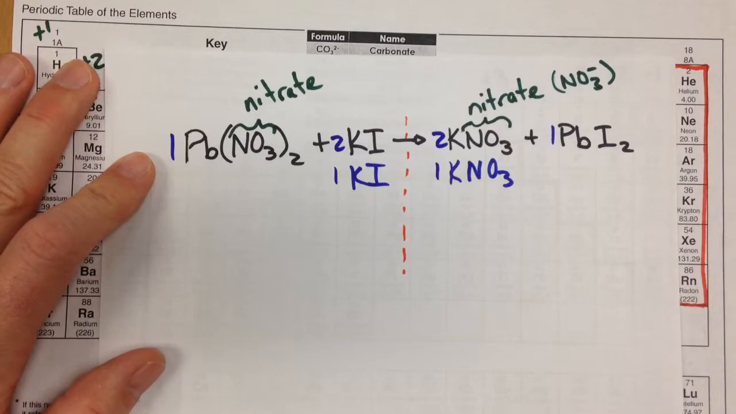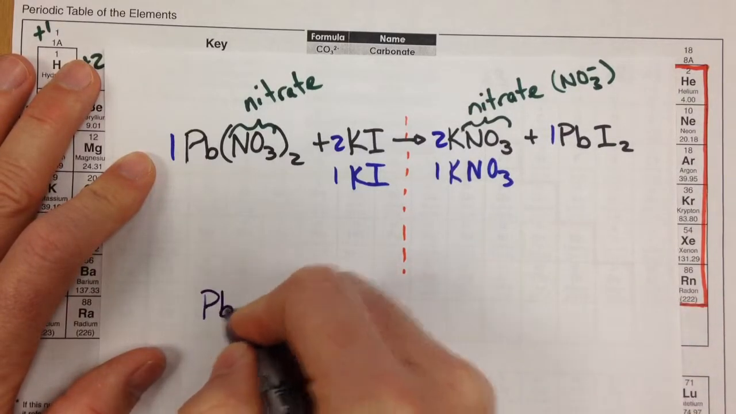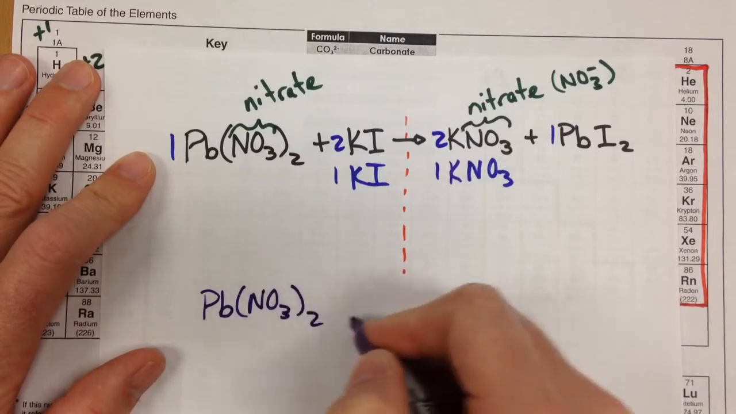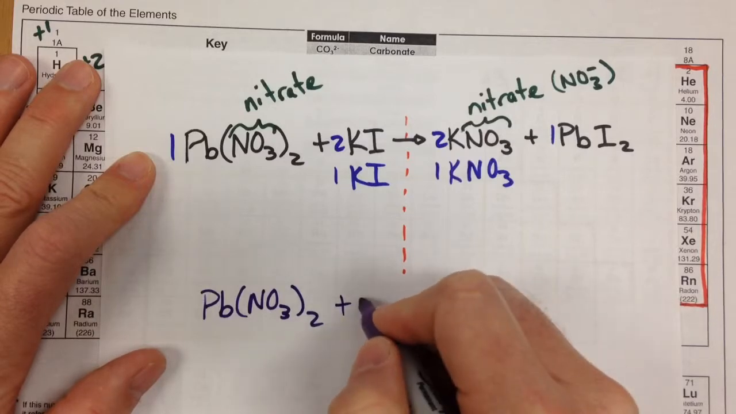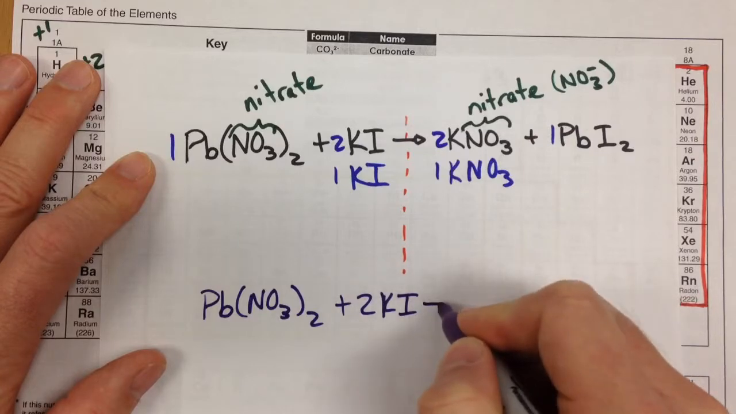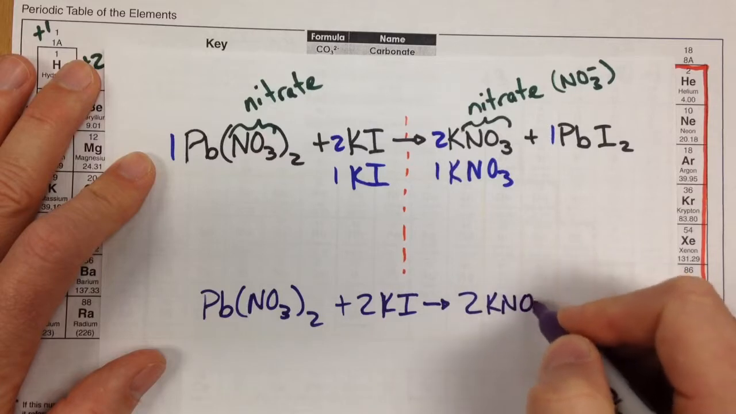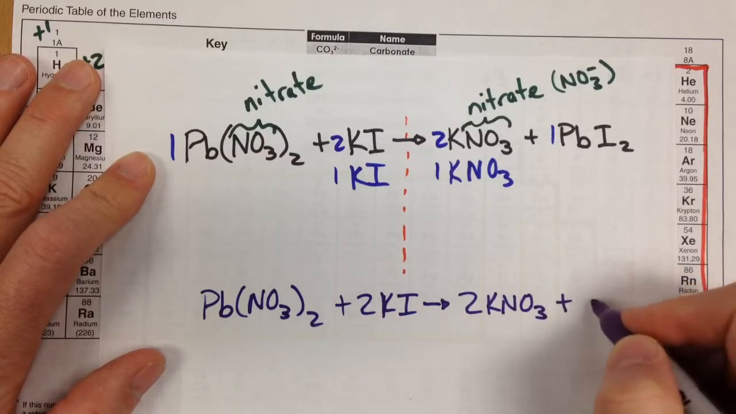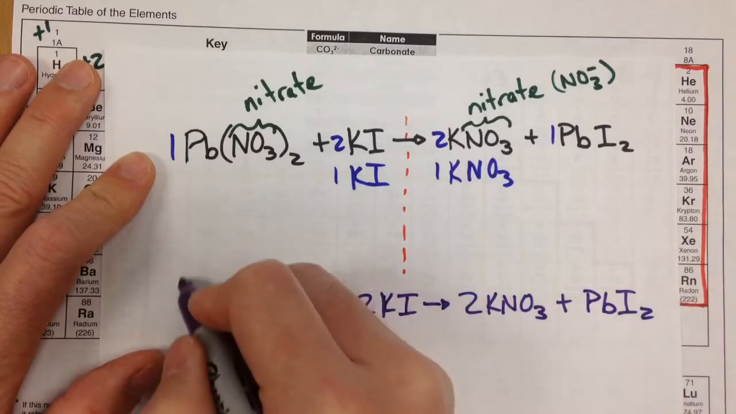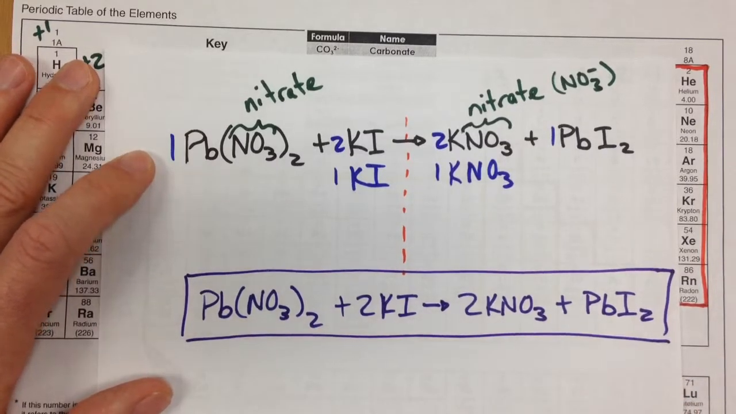To write the balanced chemical equation, all I need to do is Pb(NO3)2 plus 2KI yields 2KNO3 plus PbI2. And this chemical equation is now balanced, and it follows the law of conservation of mass.